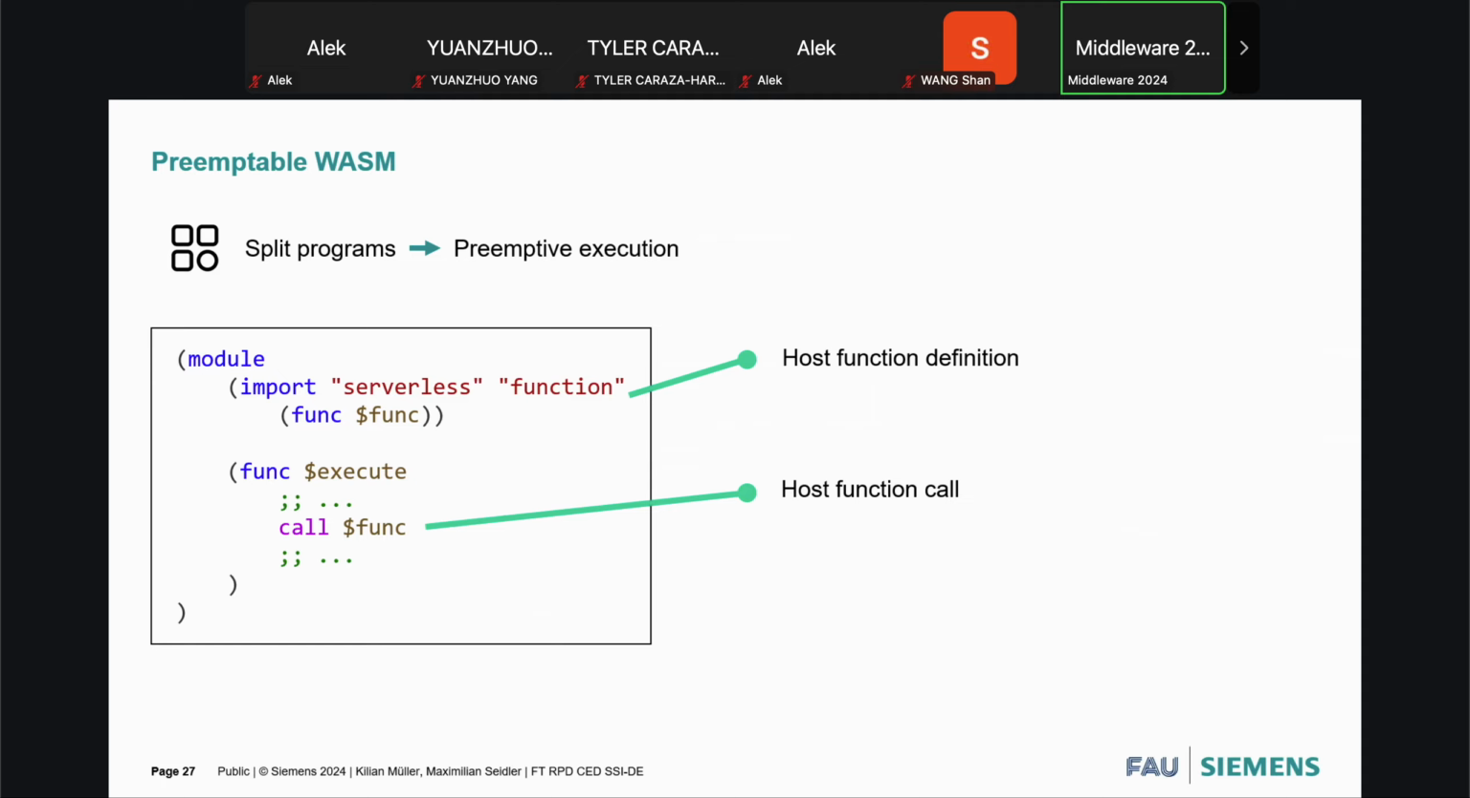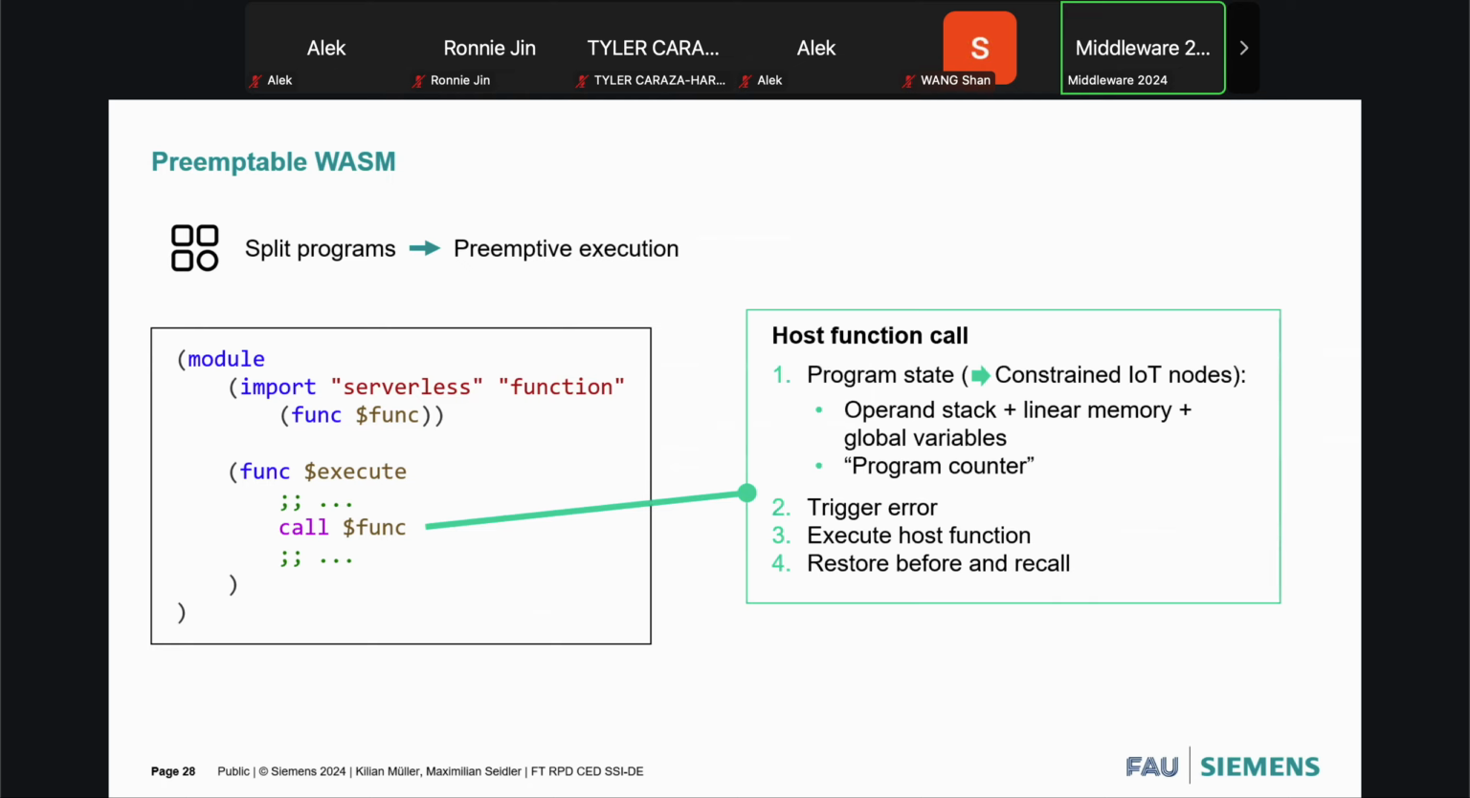And for that, we employ one common host function for all subprograms. And whenever we reach this function, we just need to save the program state. That can be done by using WebAssembly's features. So we only have to save the operand stack, since WebAssembly is a stack machine, the linear memory, some global variables, and something like the program counter. So we have to remember where we are, plus the binary itself.